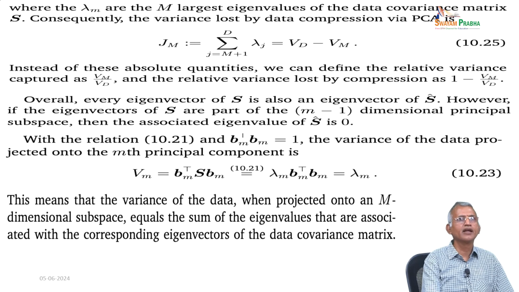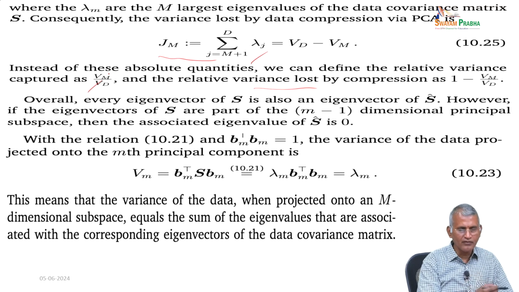Where lambda m are the m largest eigenvalues of the data covariance matrix S, consequently the variance lost by the data compression through principal component analysis is Jm equals summation j equals m plus 1 to d lambda j, which is equal to Vd minus Vm. So, instead of these absolute quantities, we can define the relative variance captured as Vm by Vd, and the relative variance lost by the compression as 1 minus Vm by Vd.